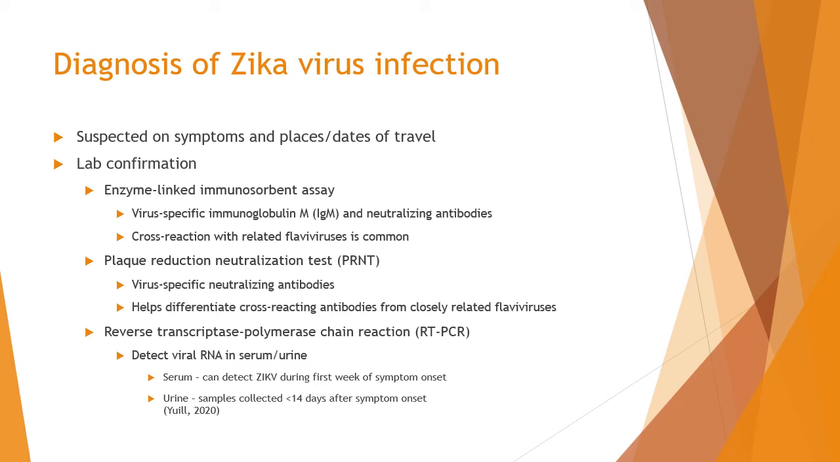And in the reverse transcriptase polymerase chain reaction, viral RNA is detected in serum or urine, and with the serum test, the Zika virus can be detected during the first week of symptom onset. And with urine, the samples have to be collected less than 14 days after symptom onset to be accurate.